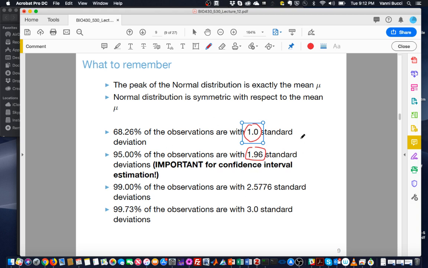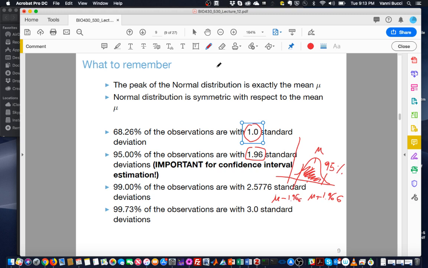And the idea is this one. If this is my normal distribution, here is my mean mu, this is mu plus 1.96 sigma, this is mu minus 1.96 sigma, and the area in between is equivalent to 95%.